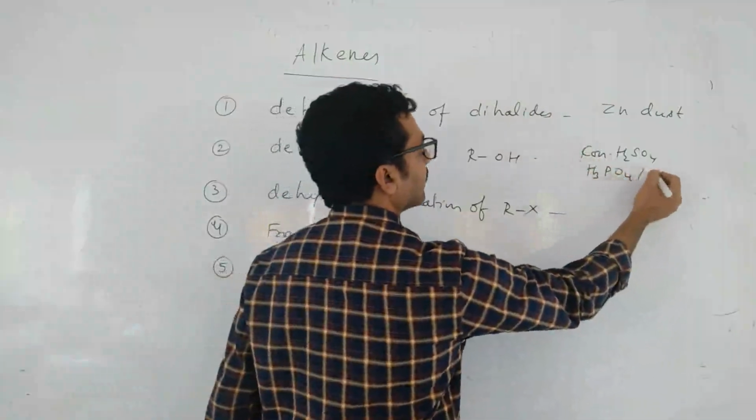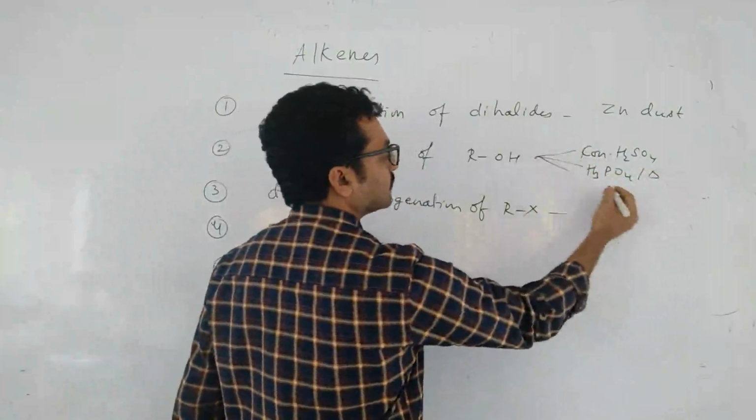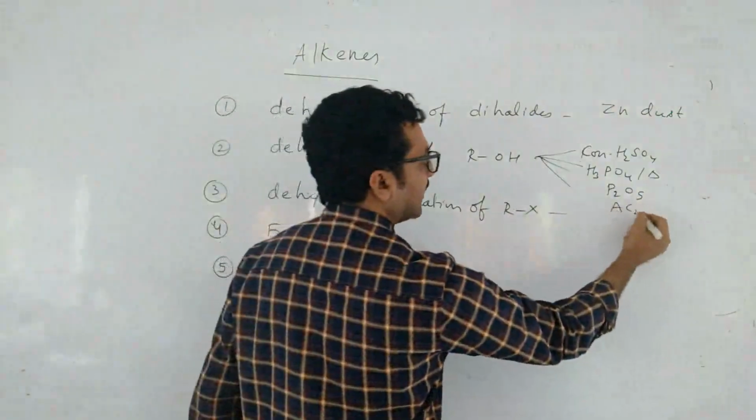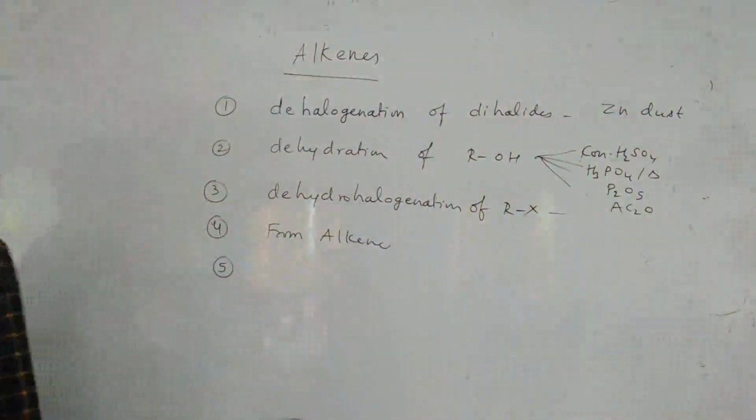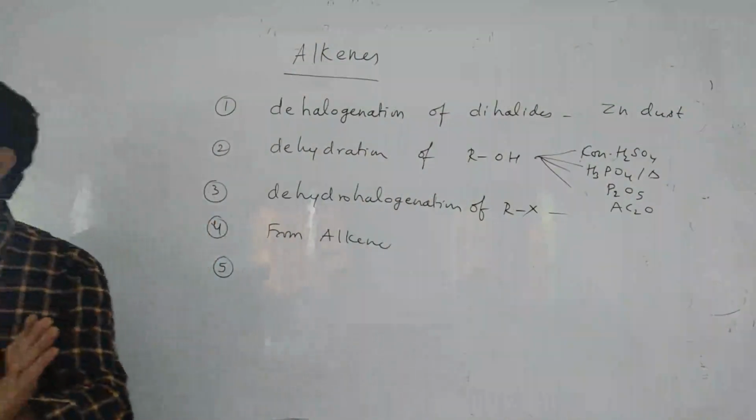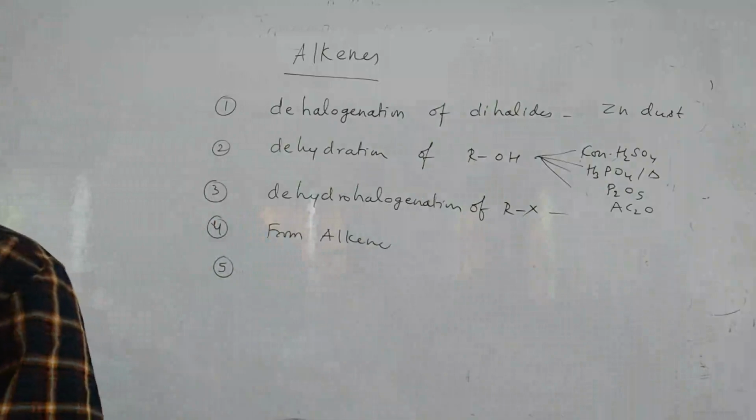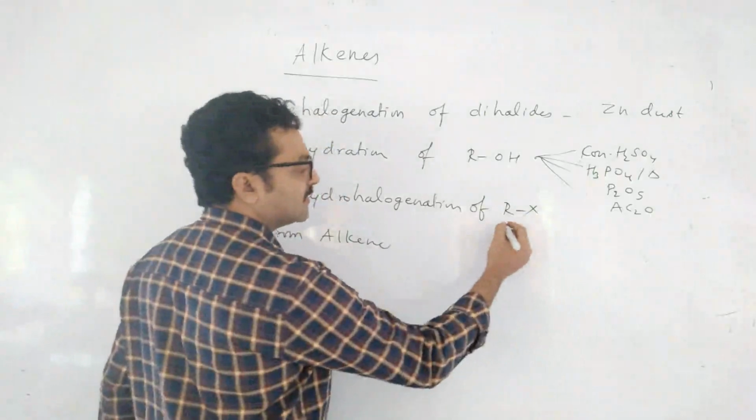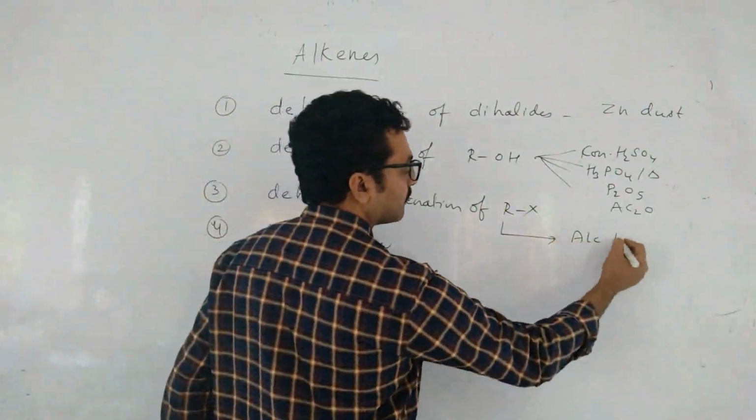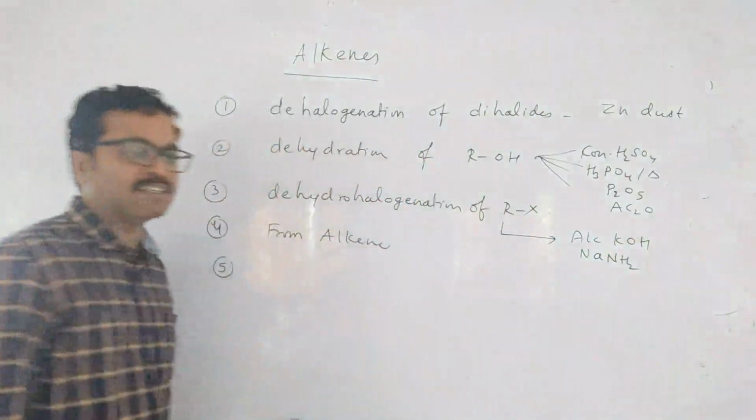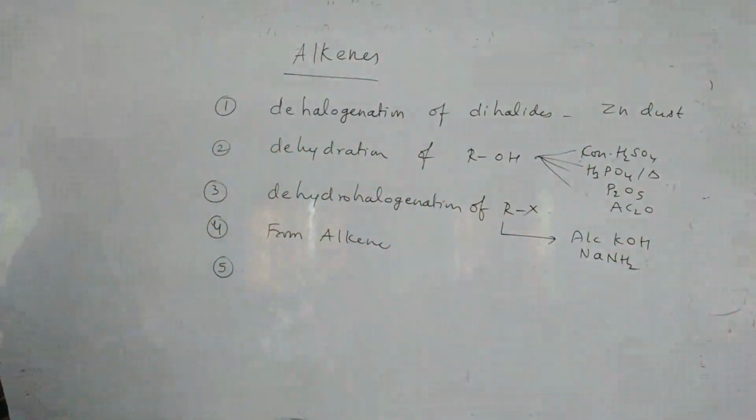H3PO4 with heat. Next. P2O5. Correct. Acetic anhydride. These all are dehydrating agents. Whenever you see these reagents on the arrow, what you have to do? Remove the water molecule. Understanding? These are the dehydrating agents. And for dehydrohalogenation, what is the reagent, children? Alcoholic KOH or NaNH2. Now you tell, what is NaNH2? Sodamide. This is sodamide.